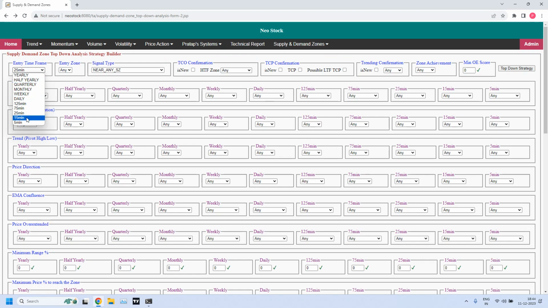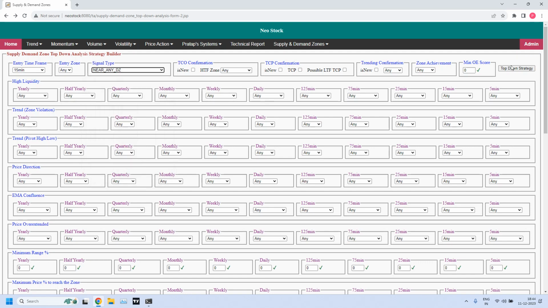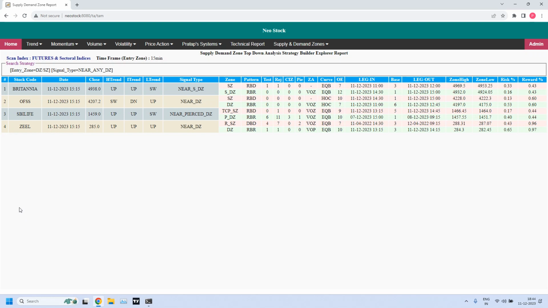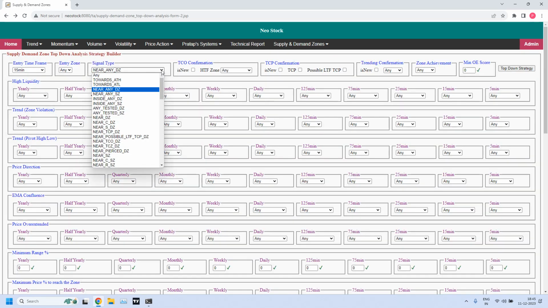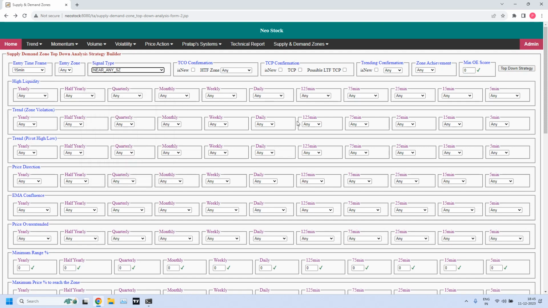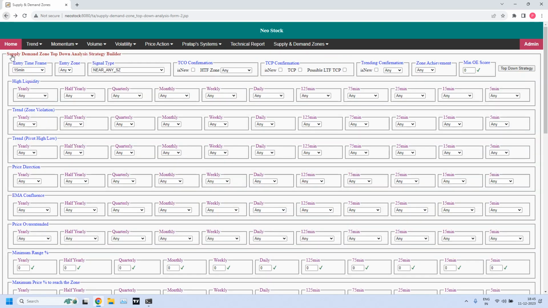Now let us generate for 15 minutes time frame. Entry time frame is 15 minutes. Let us find the stocks near 15 minutes demand zone. So these 4 stocks are filtered. Let's go back. Entry time frame is 15 minutes. Let us find the stocks near 15 minutes supply zone. So these 10 stocks are filtered. Let's go back.